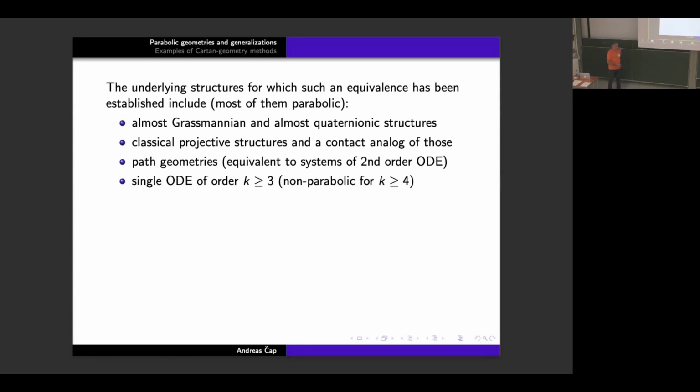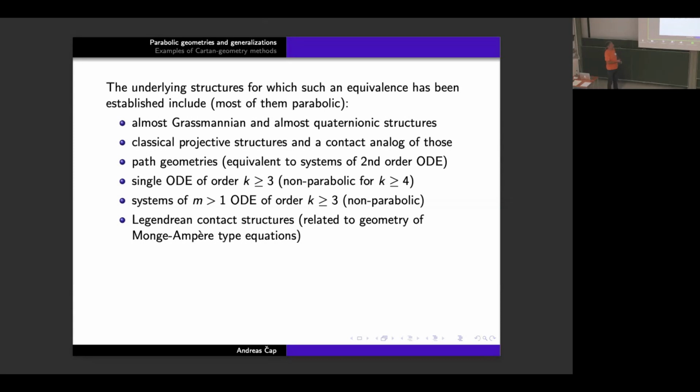Then there is this story about the ODEs that I was referring to. So if you have a single ODE of fixed order at least 3, this can be geometrized up to contact transformations. And this is parabolic for order 3. This is going back to work of Chern. And it's non-parabolic for order at least 4. Then you have systems of ODEs of order at least 3. They are all non-parabolic.